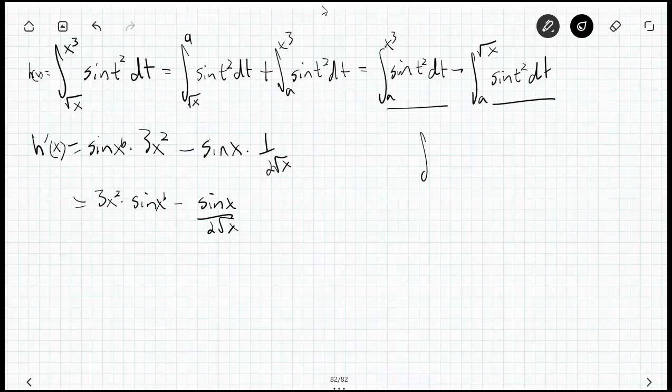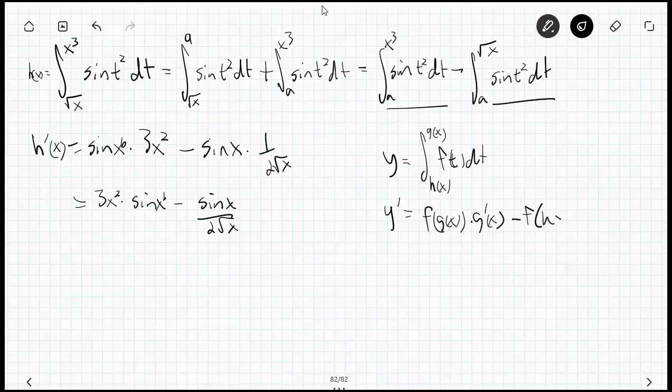This might get a little confusing with the repurposing of h of x, but don't worry about it. If I let y equal the integral from h of x to g of x of f of t dt, then the derivative of that guy is f of g of x times g primed of x minus f of h of x times h primed of x.